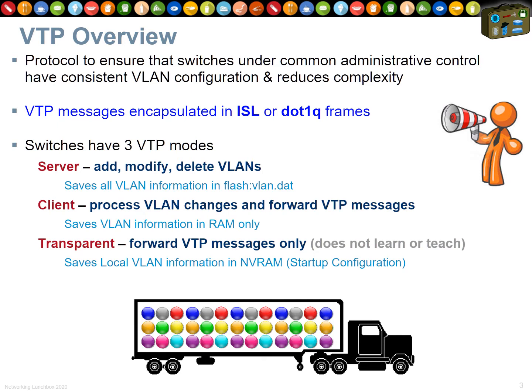Now VTP exists in the native VLAN. It must exist in a trunk. It can only exist in a trunk. And it can be either in an ISL trunk or an 802.1Q trunk.